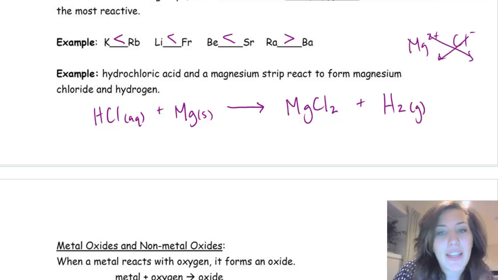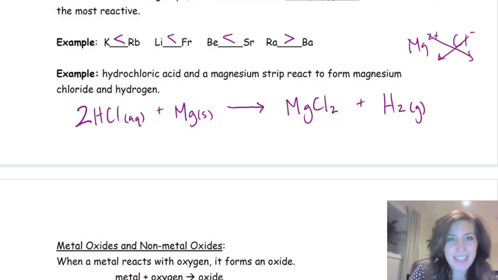So is this balanced? We have one magnesium on each side. We need to get two chlorines on this side. Now we have two hydrogens. That is balanced. Beautiful.